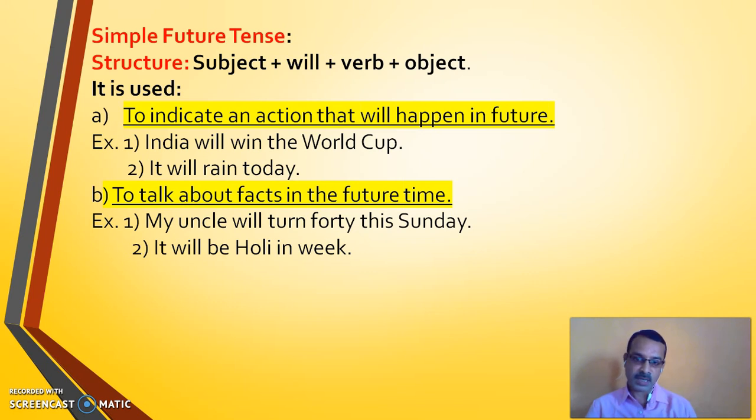म्हणजे भविष्यात येणाऱ्या काही गोष्टीबद्दल ते सांगू शकतो आपण फ्युचर टेन्सचा वापर करून. सिंपल फ्युचर टेन्सचा. My uncle will turn 40 this Sunday. Will turn, this is the verb. Will turn is the verb of this sentence. My uncle will turn 40 this Sunday. या रविवारी माझे काका 40 वर्षाचे होतील.